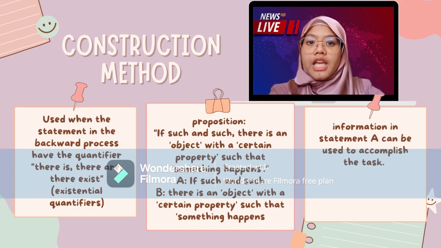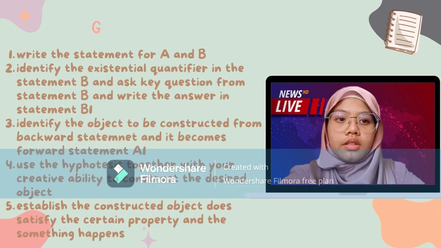For example, if the proposition given is: if such and such, there is an object with a certain property such that something happens. Our A statement would be such and such, and our B statement is there is an object with a certain property such that something happens. Here, we can see that the B statement has the existential quantifier, which is there is. So we need to use the construction method to prove this statement, while the information in statement A can be used to accomplish the task.